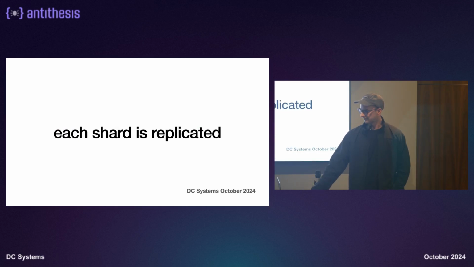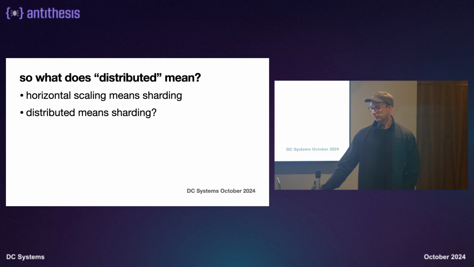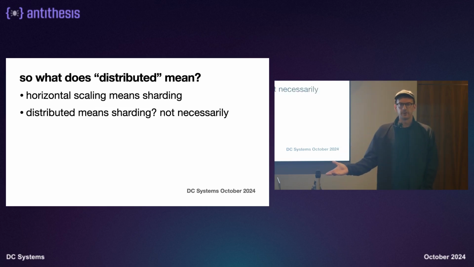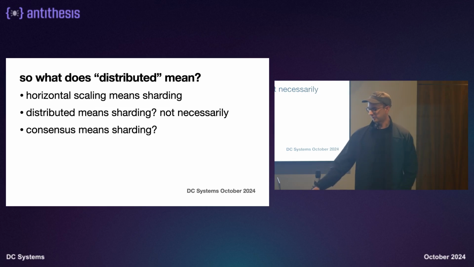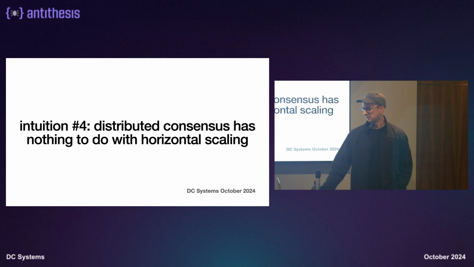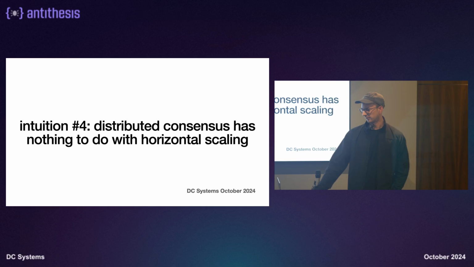Yeah, right. So this kind of gets into an issue that I have when I see any database say that they're distributed. Horizontal scaling means sharding. Does distributed mean sharding? Not necessarily, because we're talking about distributed consensus, and we said that we haven't seen it yet. Does consensus mean sharding? Definitely not. So the fourth big takeaway is that distributed consensus has nothing to do with horizontal scaling.